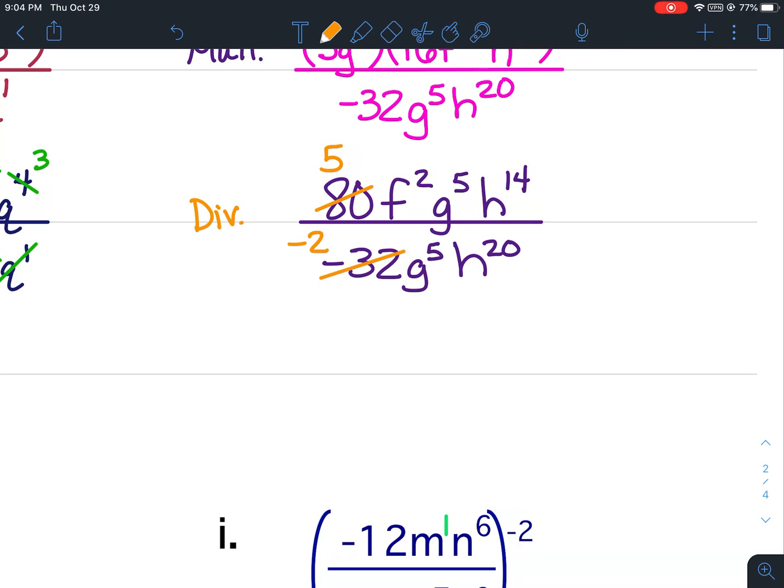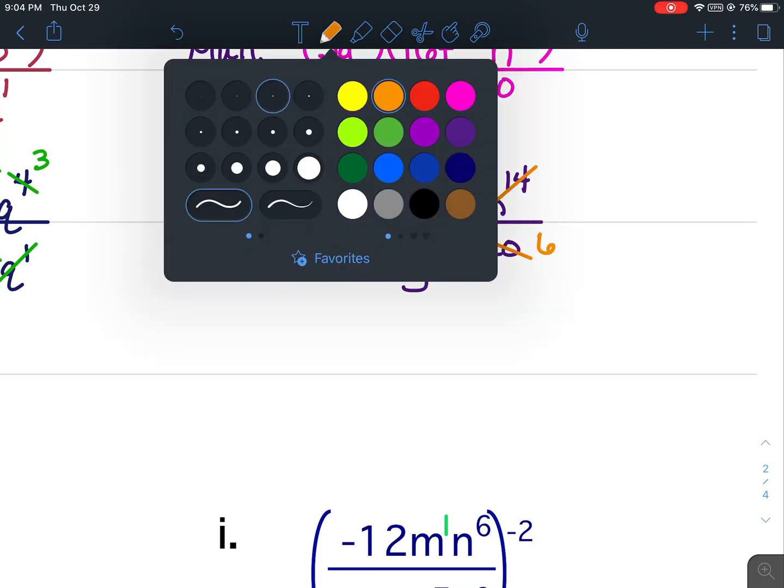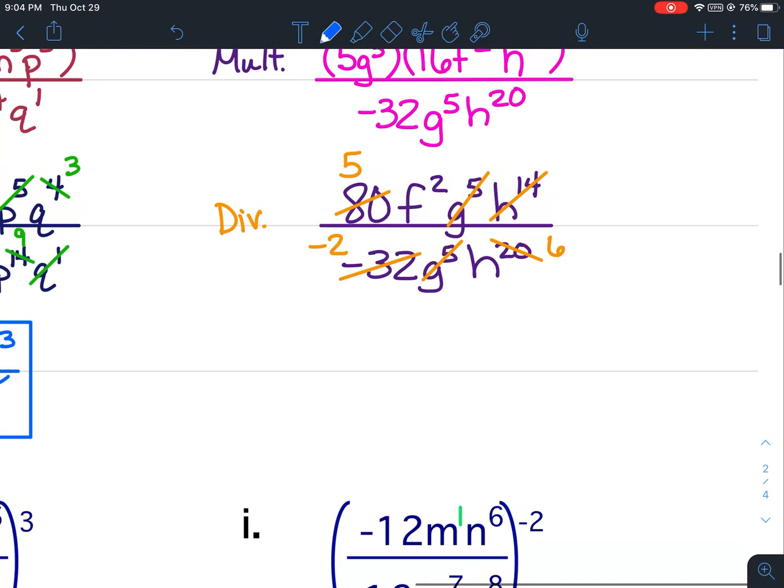All right, I've got a g to the 5th in the numerator, a g to the 5th in the denominator. 5 minus 5 is 0. In other words, that would become 1. So I can just cross out my g to the 5ths. H to the 14th has the smaller exponent. And now I take 20 minus 14, and 20 minus 14 is 6. After you divide, you always rewrite.